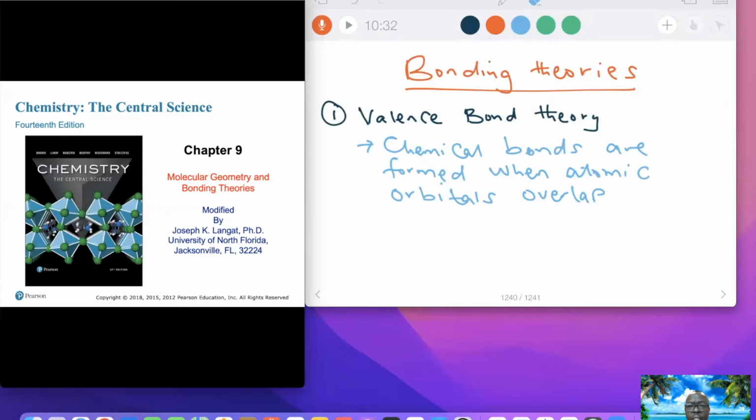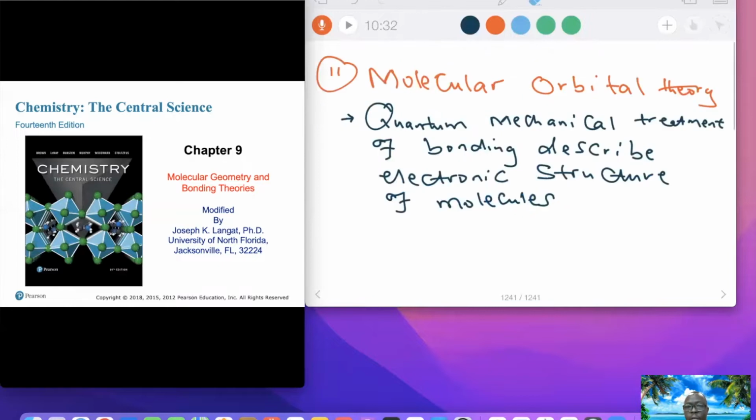Bonding theories, there are two. One, valence bond theory, which states that chemical bonds are formed when atomic orbitals overlap. When atomic orbitals overlap, that constitutes what we call valence bond theory. There is also molecular orbital theory, which is a treatment of atomic orbitals in such a way that the chemical bond in a molecule is defined by electronic structure. Okay, we will see that.